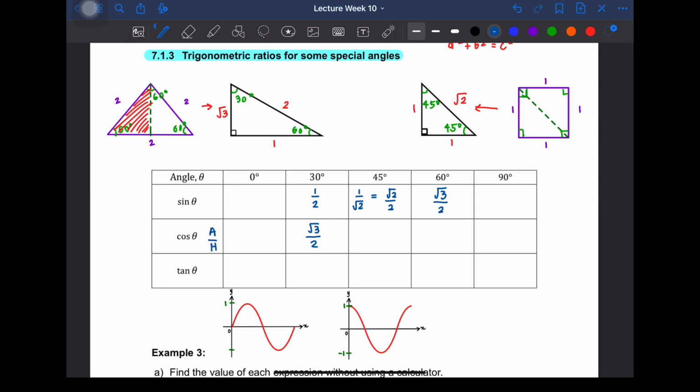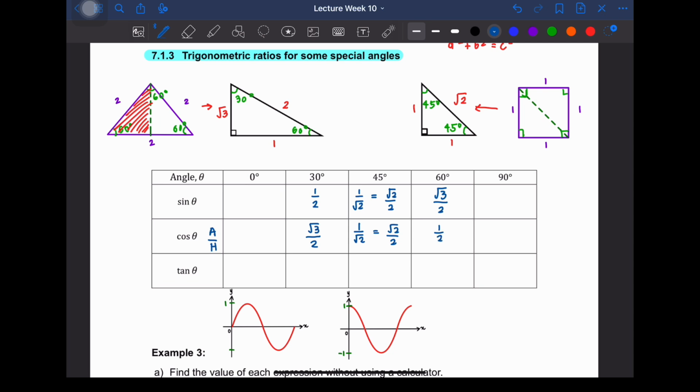Right, and then for cos 45 degree, so 45 degree, adjacent over hypotenuse. Right, so over there we have 1 over square root 2, which is equal to square root 2 over 2. And then lastly for cos, we have cos 60 degree. So cos 60, adjacent over hypotenuse. So we have 1 over 2.